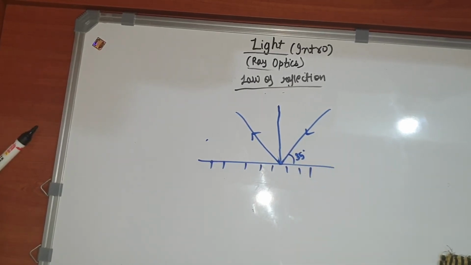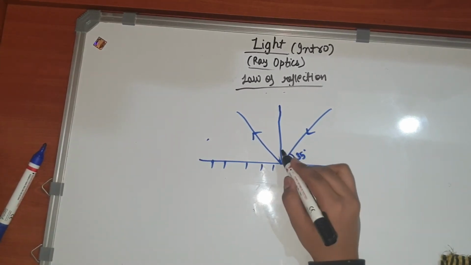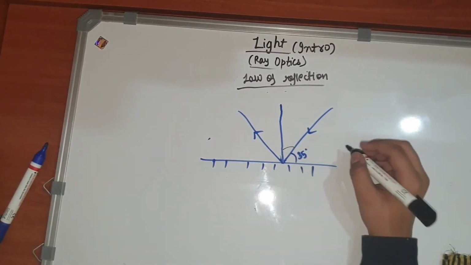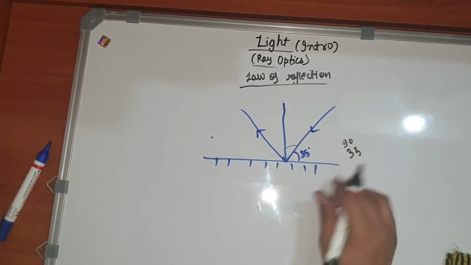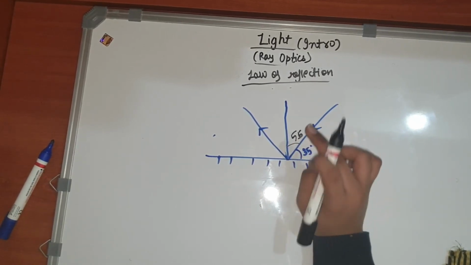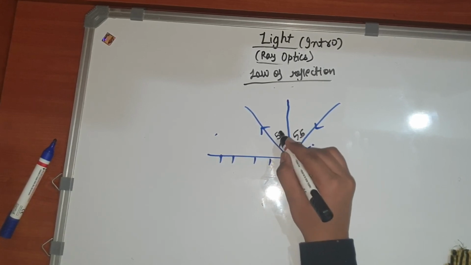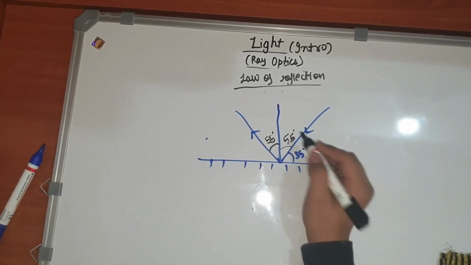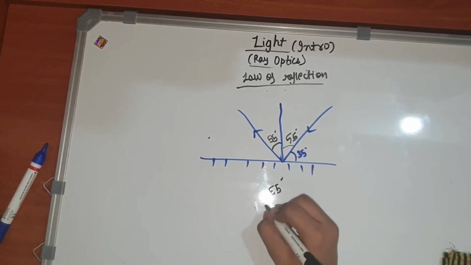So let's proceed to the solution. So I explained to you that to find this, we just subtract it from 90. So 90 minus 35 is 55 degrees. So this is 55. So if this is 55, then the reflected ray will also become 55 degrees. So the answer for this is 55 degrees.